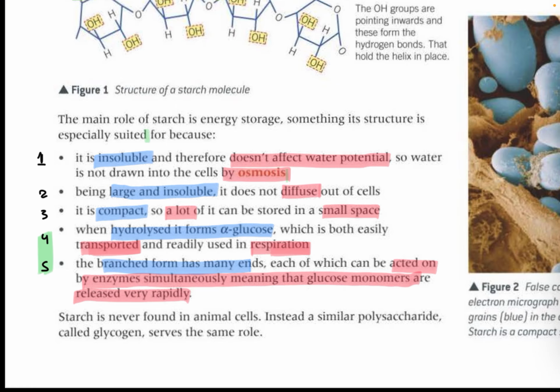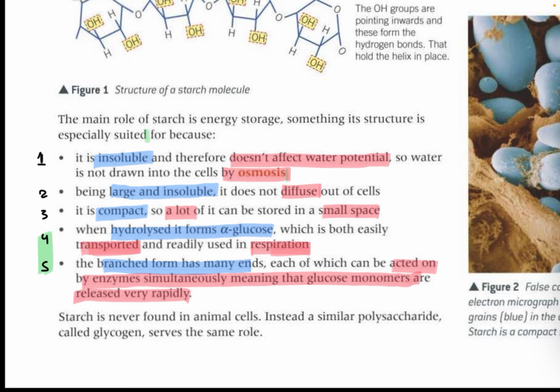We have 5 main adaptations of our starch, sorry. My brain glitched there for a second. But we have 5 main adaptations. First two are really similar.